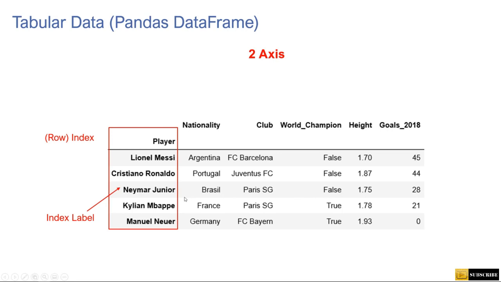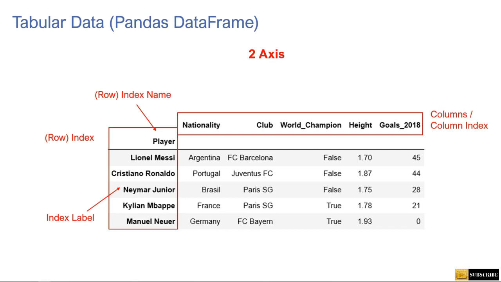And the index shouldn't be mixed up with the columns. So the index is not the first column of the data frame, it's the index. That's the difference. And a row index can also have a name. So the row index name, in this case, it's a player, but it could also be player name or whatever. And second, we have the column index, or short columns. And the elements in the column index are called column labels or column headers.